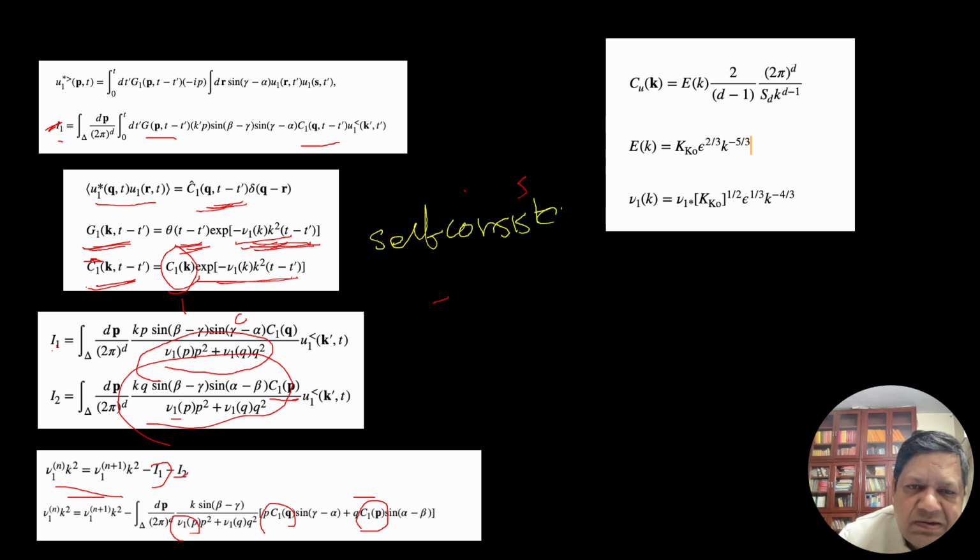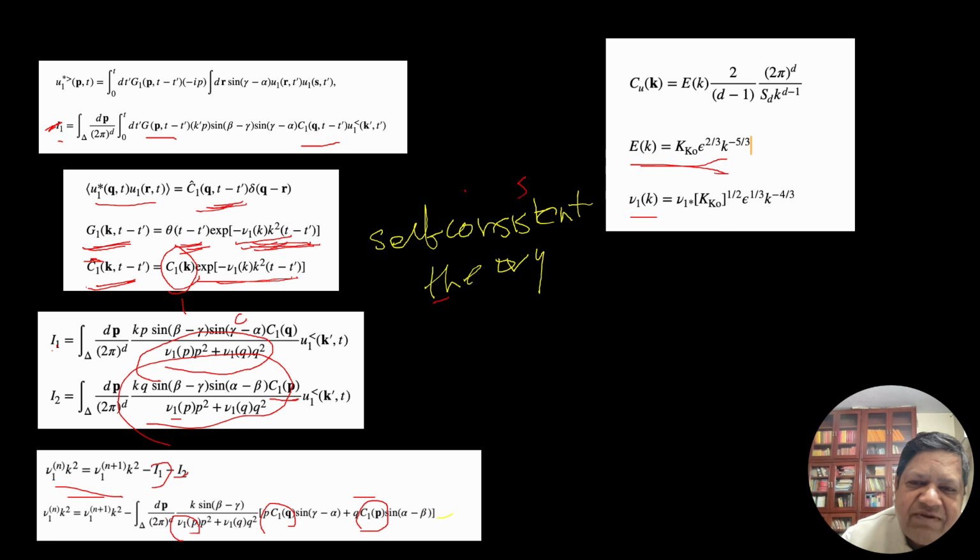Self-consistent theory. We'll assume some form of nu1 and CUK and see whether this solution satisfies this equation or not. Okay, so what is the form of EK? We use this k to the minus 5/3 Kolmogorov spectrum. Okay, and we'll see whether we are getting some useful, well, rather consistent solution or not.